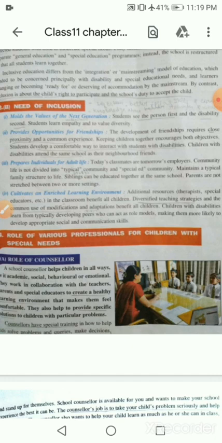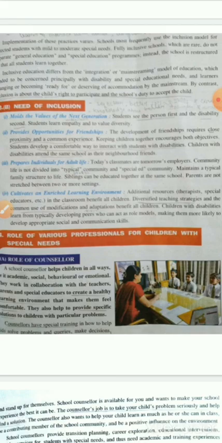educating both the disabled and non-disabled person together. Inclusion is about the child's right to participate, and the school's duty is to accept the child. This is the concept of inclusion.